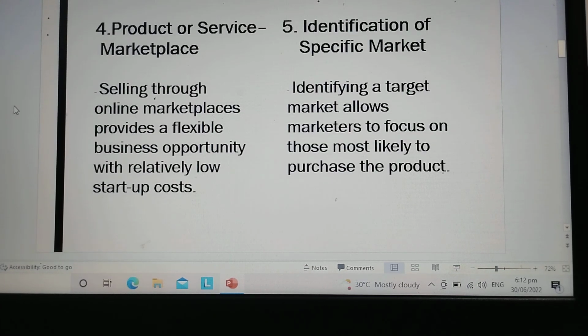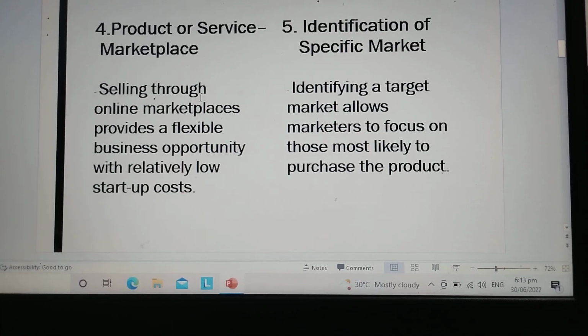For the number 4, we have product or service marketplace. Selling through online marketplaces provides a flexible business opportunity with relatively low startup cost, because online marketplaces allow you to sell goods without setting up your own online store. As what I've said earlier, eBay and Amazon are examples of well-established marketplaces.